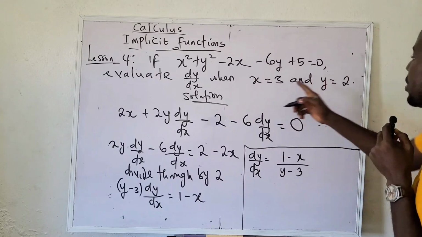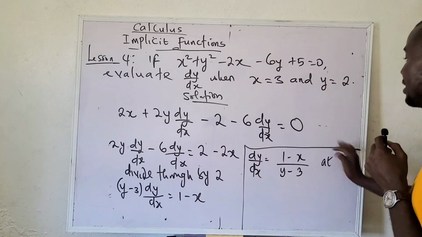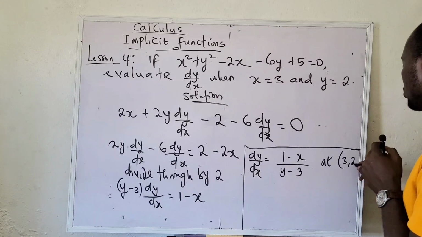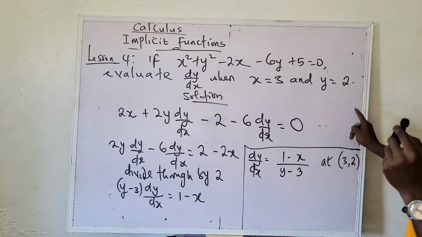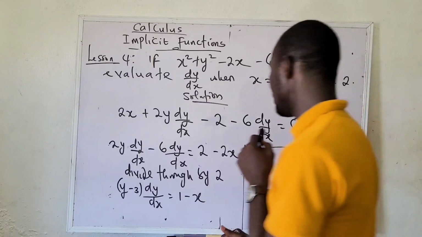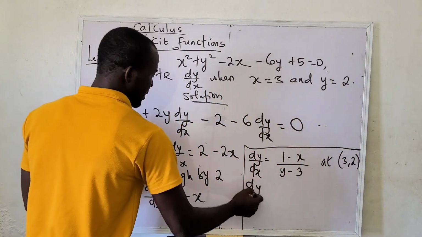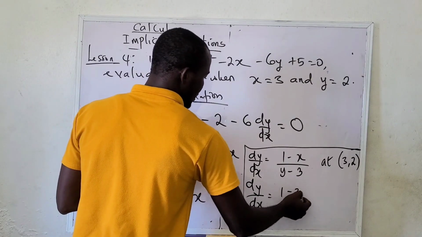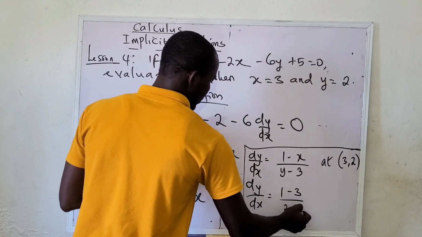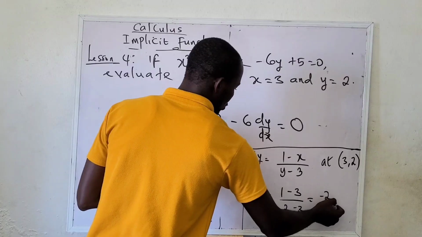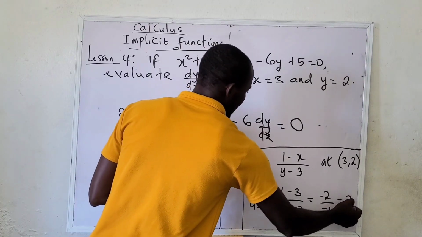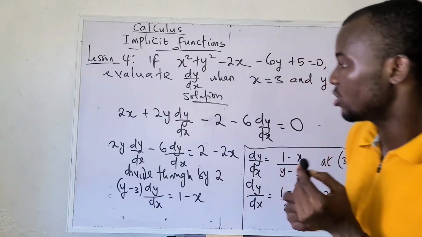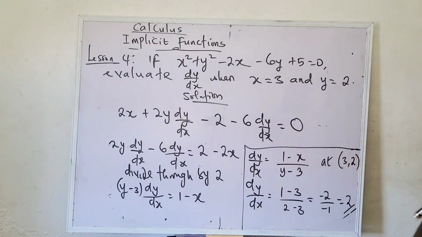Okay, now they gave us this boundary. These conditions at 3, 2, that is when x is 3, y is 2. That's the coordinate given. Our dy over dx will be equal to 1 minus 3 over 2 minus 3, and this will be minus 2 over minus 1, and this will eventually be 2. So our answer to this question is going to be 2.